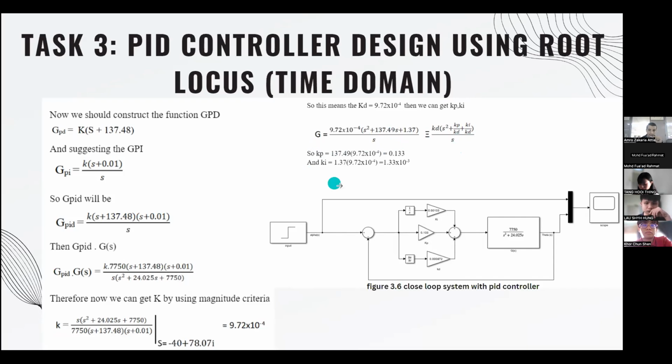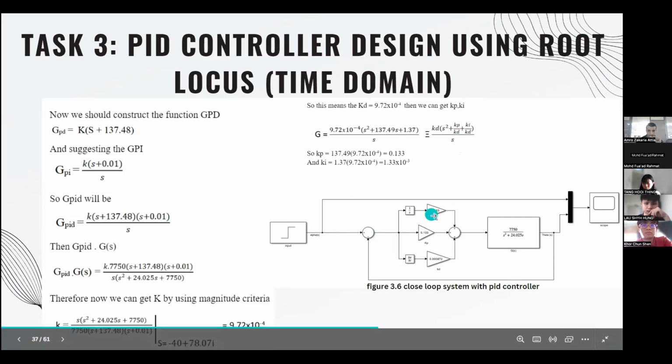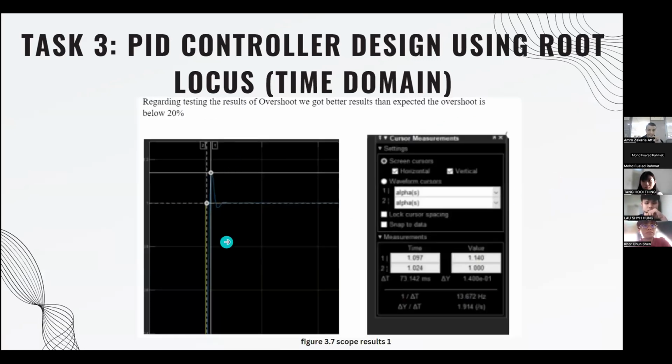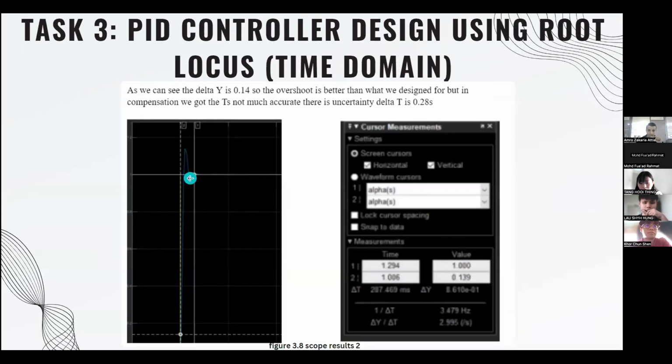After we get the Kp and the Ki, we just put these values in the block diagram of the PID. We construct this PID with the open loop and this unity feedback and everything. And we try to get the system response. And as you can see here, the overshoot has been reduced. It's like below 20%. And here also the system settling time reduced.